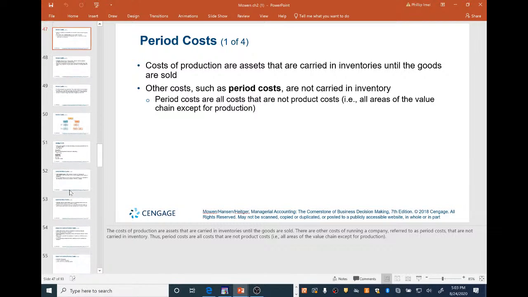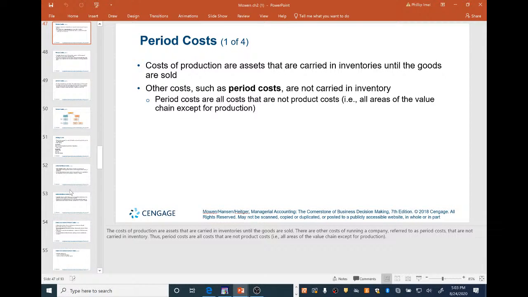So let's talk a little bit about period cost. So cost of production are assets that are carried into inventories until the goods are sold, right? So those are going to be inventoried, right? The production costs. So now period costs are going to be the other costs, right? That are not going to be carried into inventory. So period costs are all costs that are not product costs. So all areas of the value chain except for production.